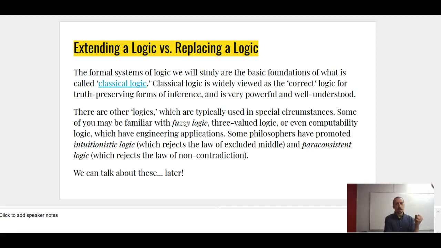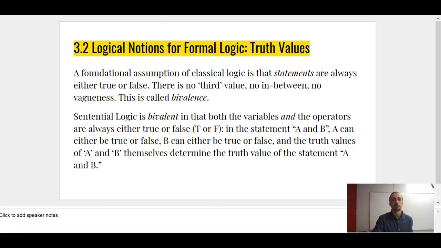So I know earlier I said logic is logic, and I still believe that. I still think classical logic is the logic of truth-preserving inference, and that when we modify the rules, we're in a way changing the subject. We're still doing logic, but we're doing the logic of something else. So the logic we're going to be doing in sentential logic and quantificational logic will be classical logic, that is, the logic of truth-preserving inference.